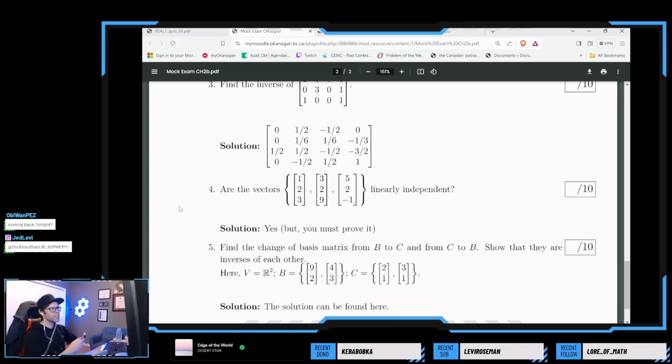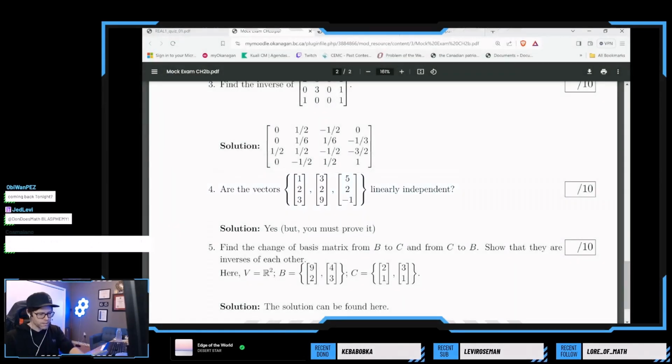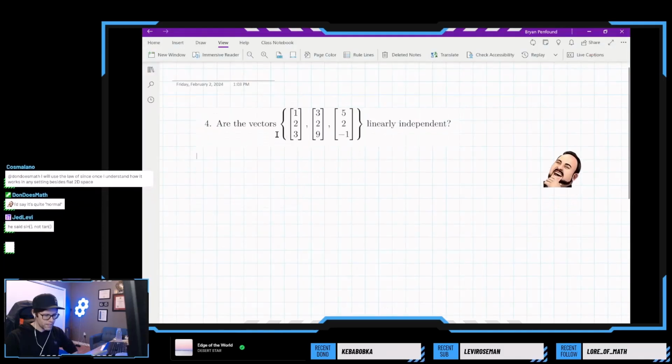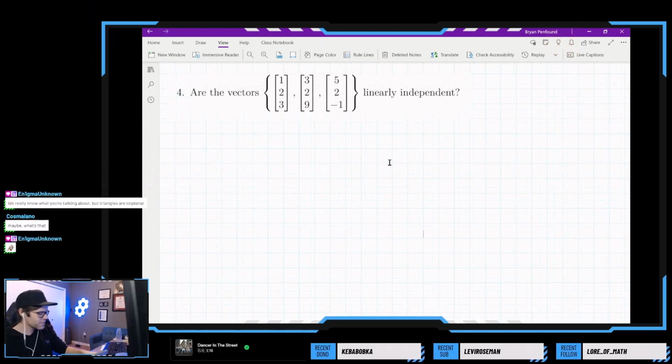And we're going to take a look at question number 4, proving whether vectors are linearly independent or not. Apparently the solution is yes, they are independent. So are these vectors linearly independent? The answer is yes, but let's see why. So how does this work?